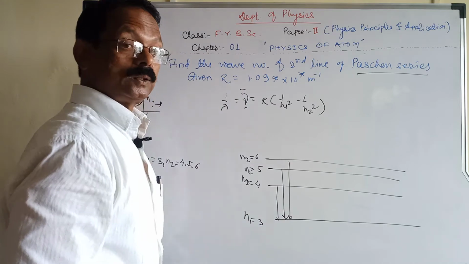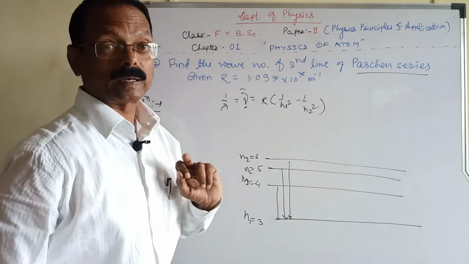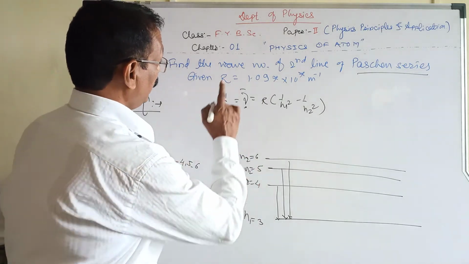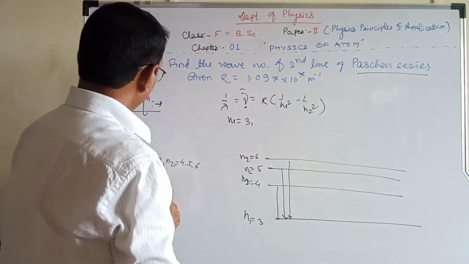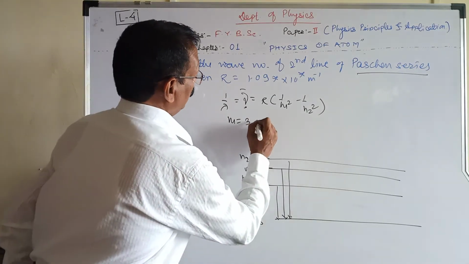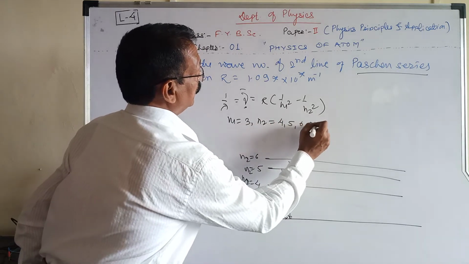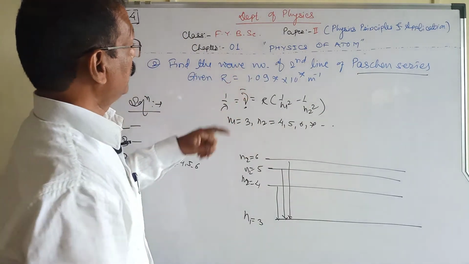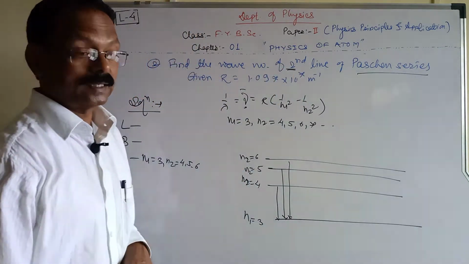So why did I draw this figure? Because you must know that we have to find the wave number of the second line of the series here. So in this case, in case of Balmer series, n1 is equal to 3 and n2 is equal to 4, 5, 6, 7, and so on here. But it is given that we have to find the wave number for the second line. What is the second line here?